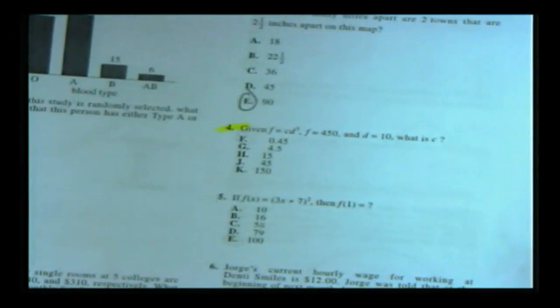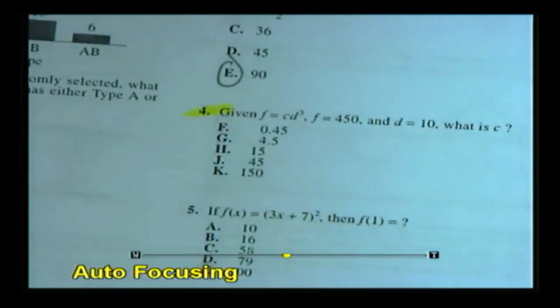So here we are. Problem number 4. I highlighted it here. Can we all read that? Let's see if we zoom in a little bit. Maybe the other button. Aha. There it is. Given f is equal to cd cubed, f equals 450, and d equals 10, what is c?